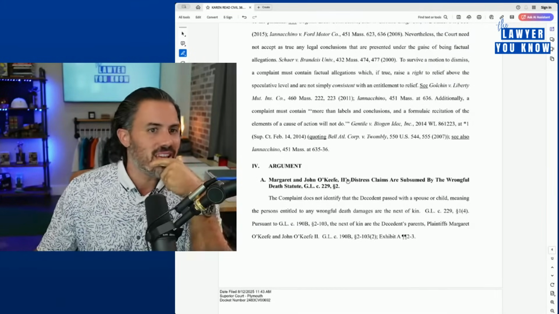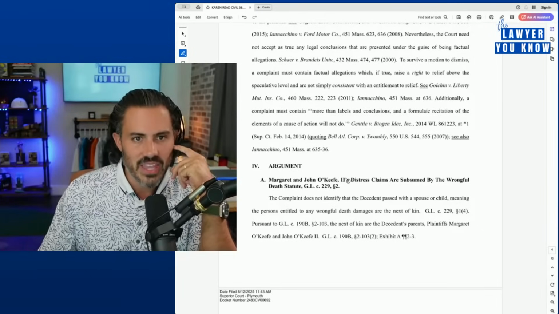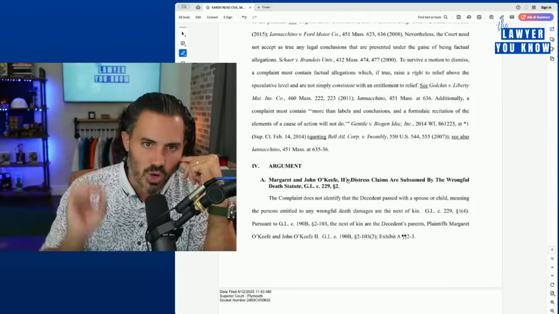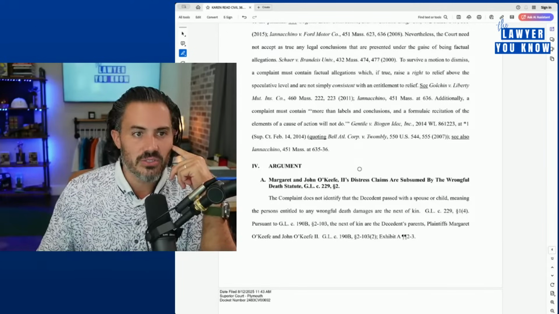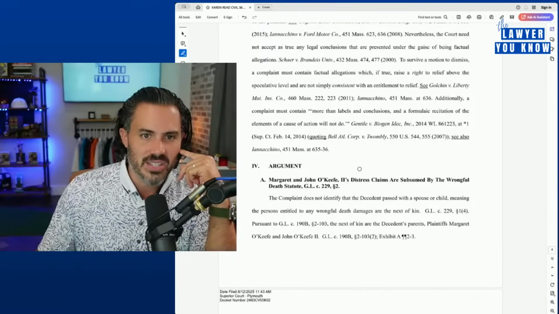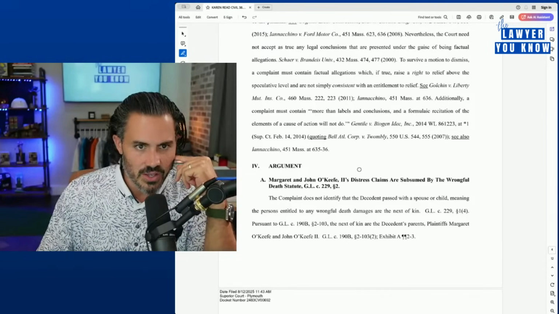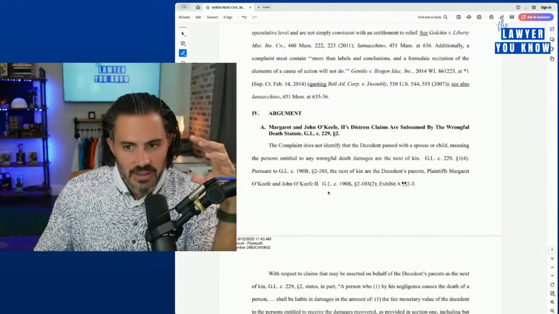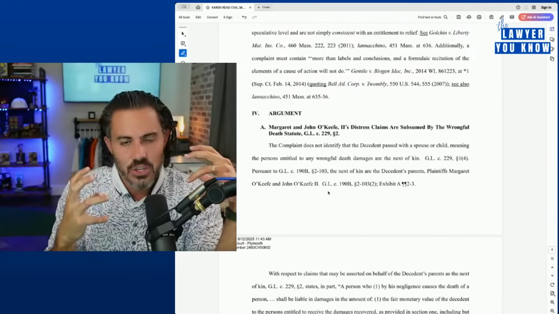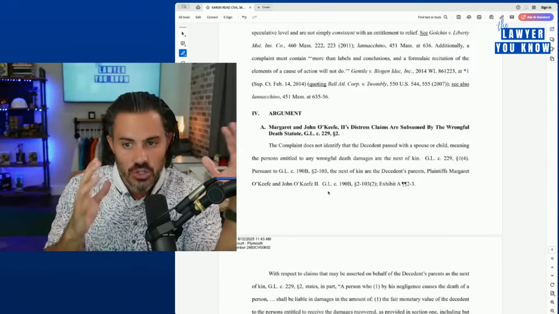To survive a motion to dismiss, a complaint must contain factual allegations which, if true, raise a right to relief above the speculative level and are not simply consistent with an entitlement to relief. Okay. So hopefully, as I'm kind of explaining it and giving you some examples, you understand what that means.